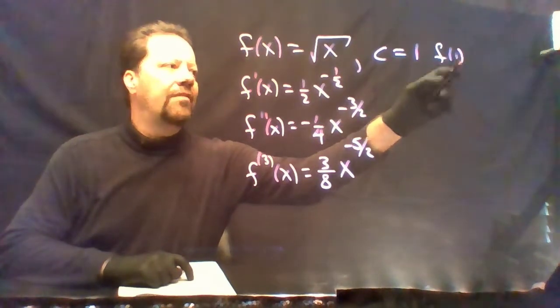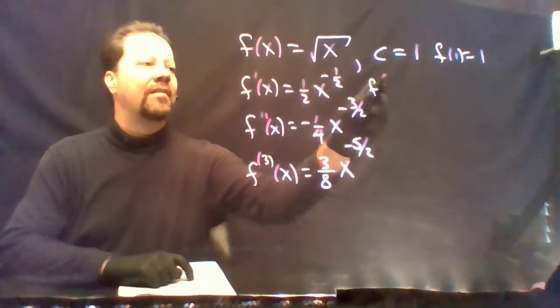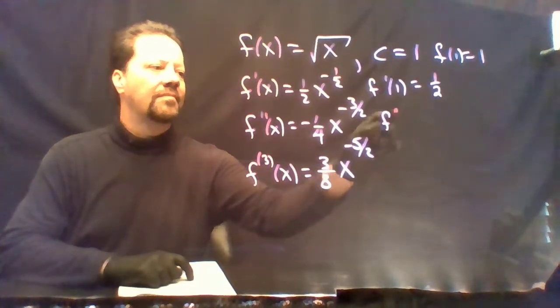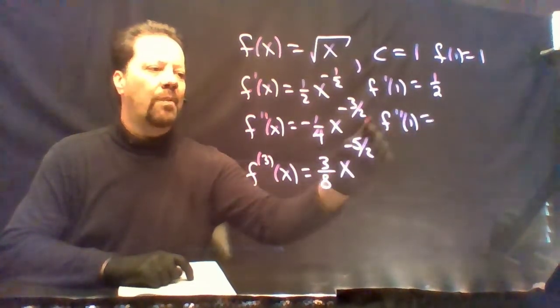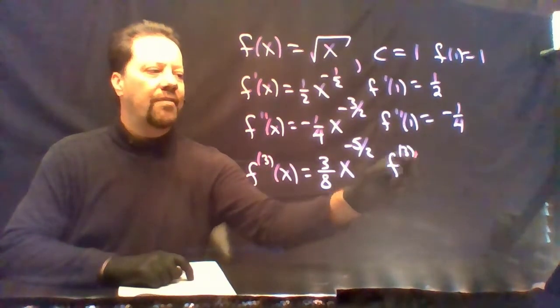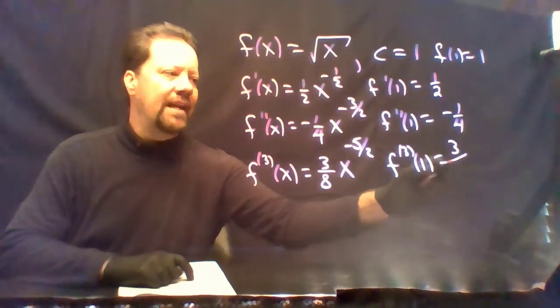We need to evaluate each of these at 1. So f of 1 is 1. F prime of 1 is 1/2. F double prime at 1 is -1/4. And F triple prime at 1 is 3/8.